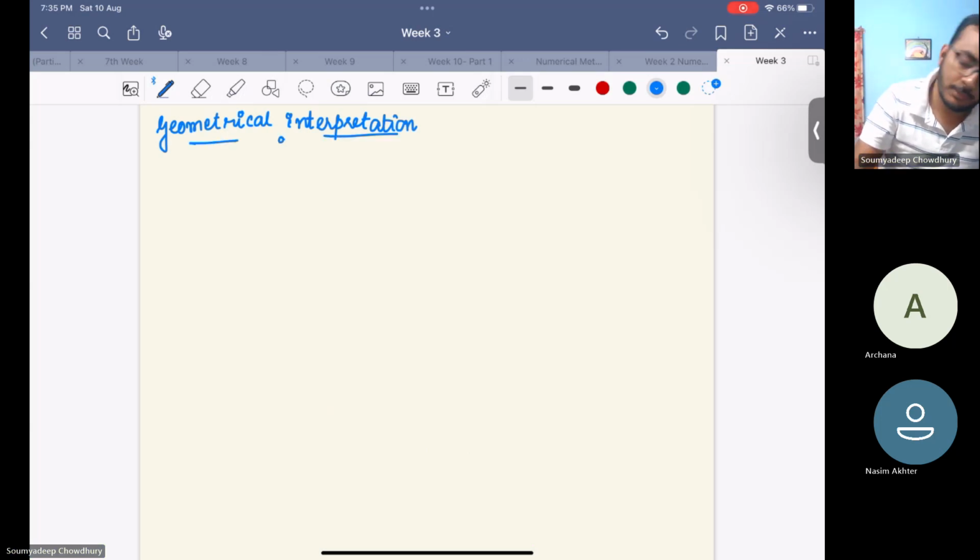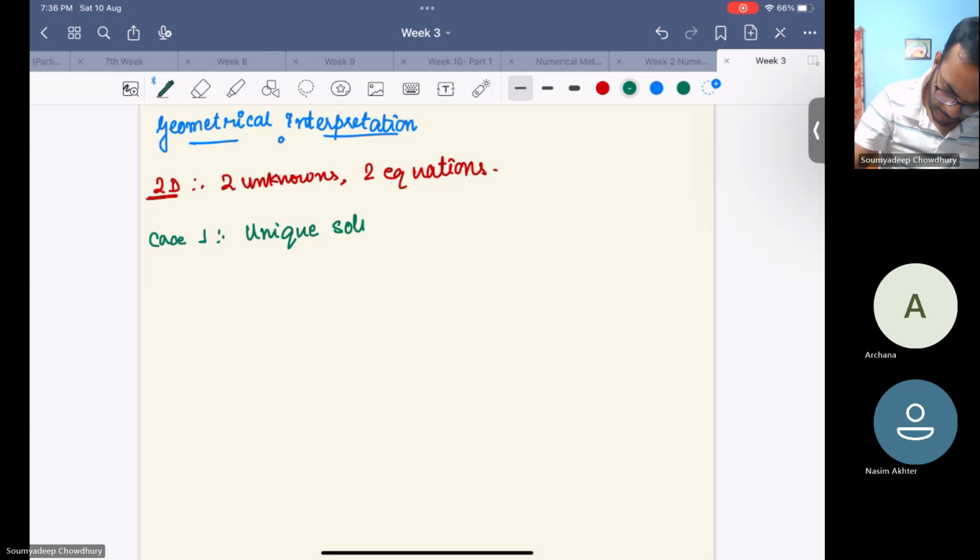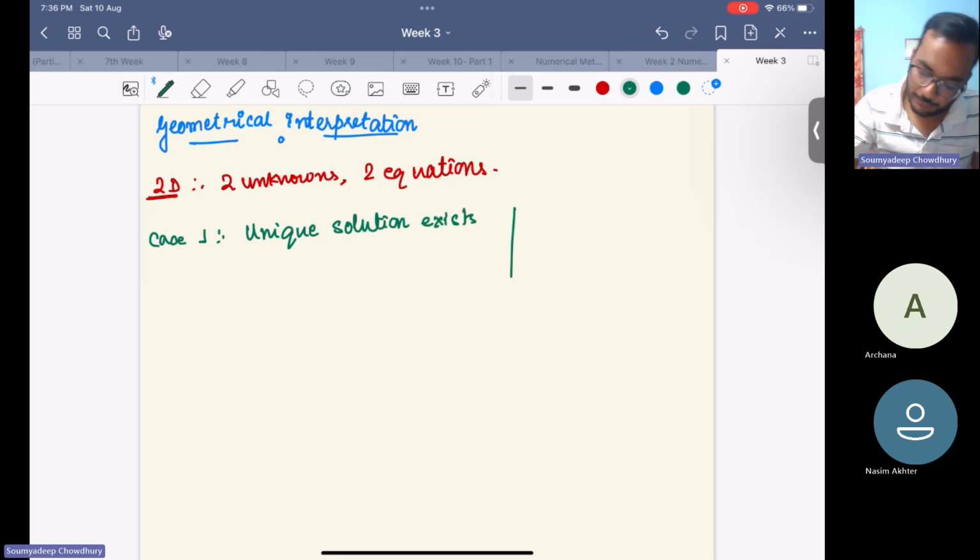Geometrical interpretation. First, I will do in 2D, then we will move to 3D, right? 2D, that is two unknowns. So suppose we basically saw three cases, right? So case one was unique solution exists. So what do you mean by unique solution exists? In the graphical thing, we have the coordinate system, the x and the y axis, right? This is my x-axis, this is my y-axis.